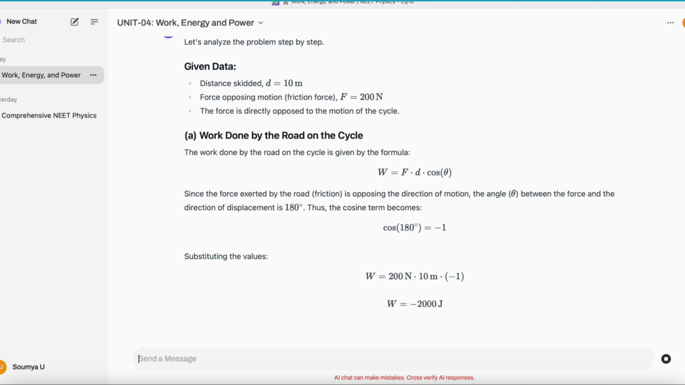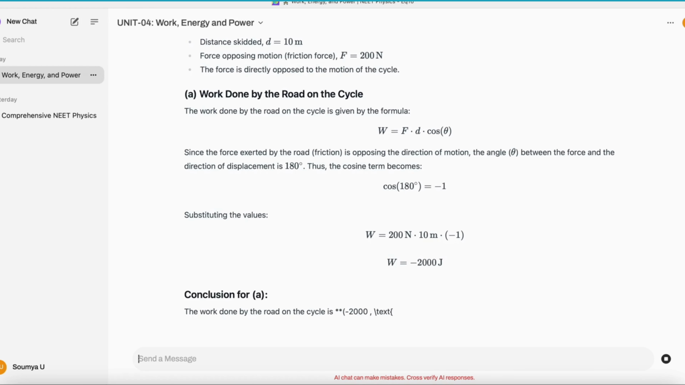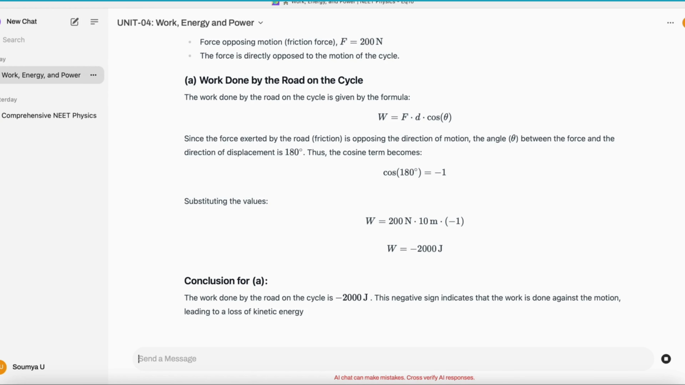Substituting the values, W equals 200 times 10 times minus 1. W equals minus 2000 joule. Conclusion for A. The work done by the road on the cycle is minus 2000 joule. This negative sign indicates that the work is done against the motion, leading to a loss of kinetic energy.